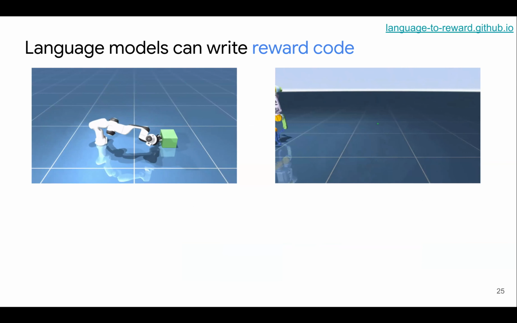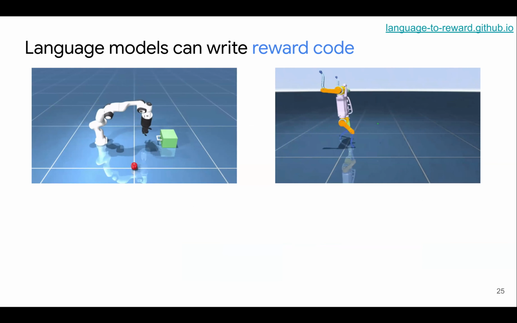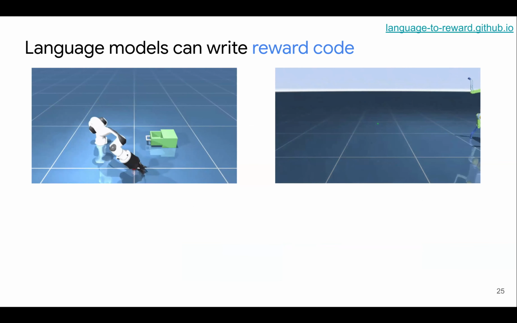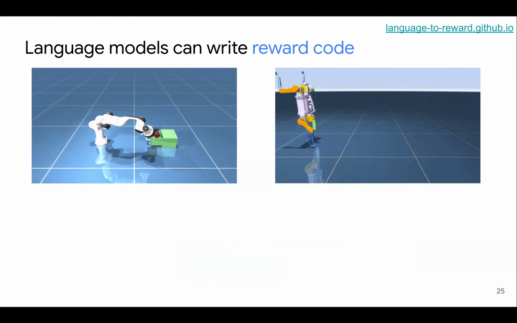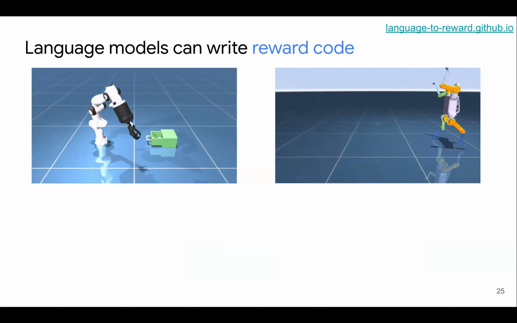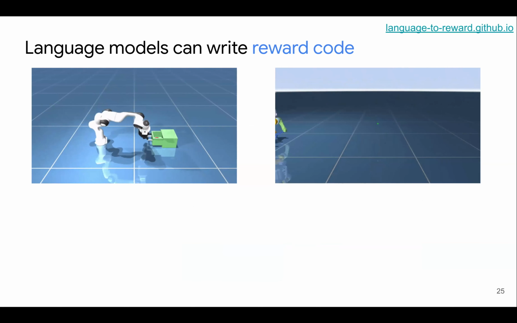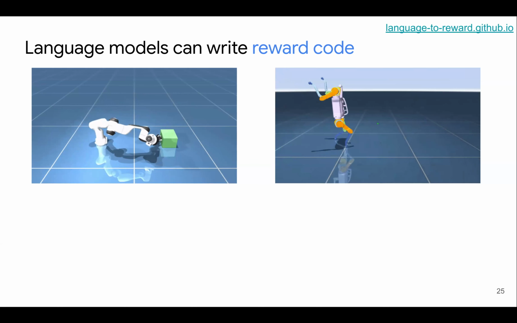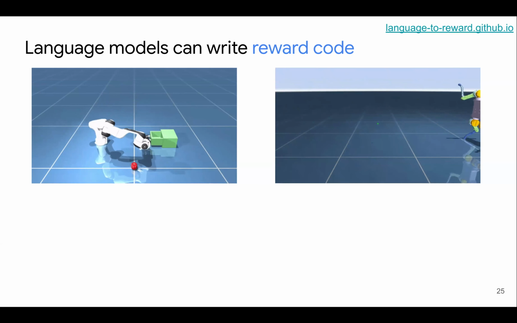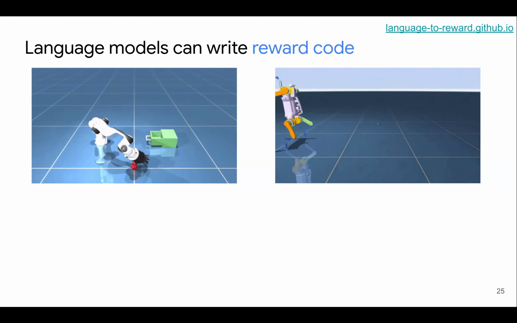Or something as crazy as having the robot moonwalk. I don't even know how you would try to code this, but the reward for it is actually not very difficult. It's like have the legs moving forward, but the whole body moving backwards.